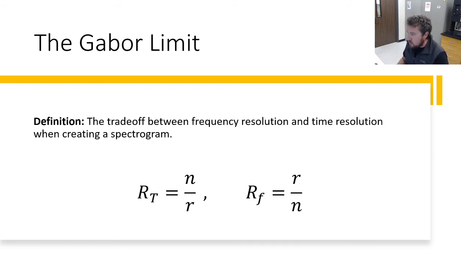Is time resolution more important? Do you need a shorter time resolution because you're looking at signals where the frequency is changing really quickly? Or do you need to measure the amount of frequency that changes? Do you need more frequency resolution, right? And you're going to have to make a trade. If you want more frequency resolution, you have to sacrifice some time resolution. And if you want some time resolution, you have to sacrifice some frequency resolution. So that's called the Gabor limit. Basically just a trade-off between frequency and time resolution.